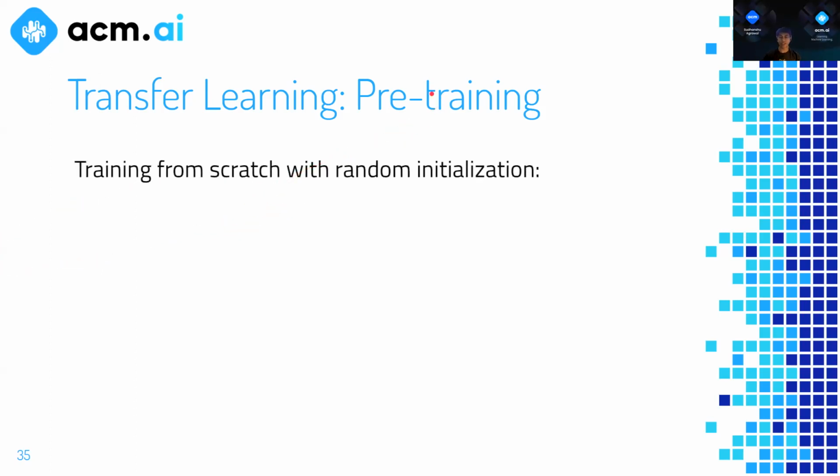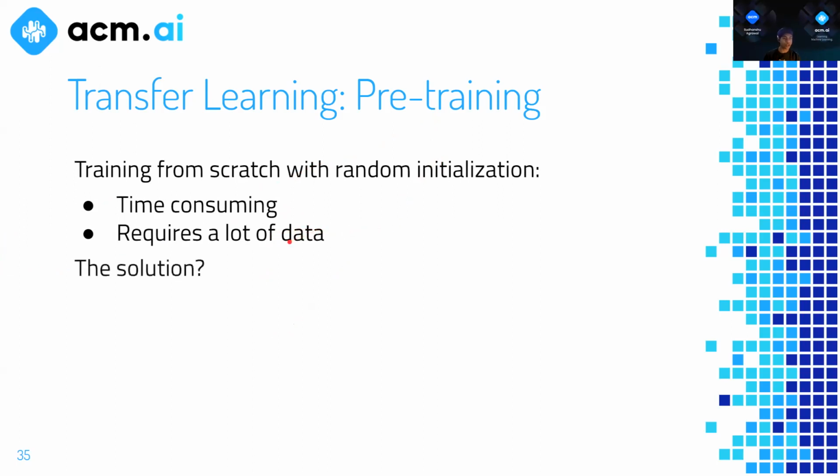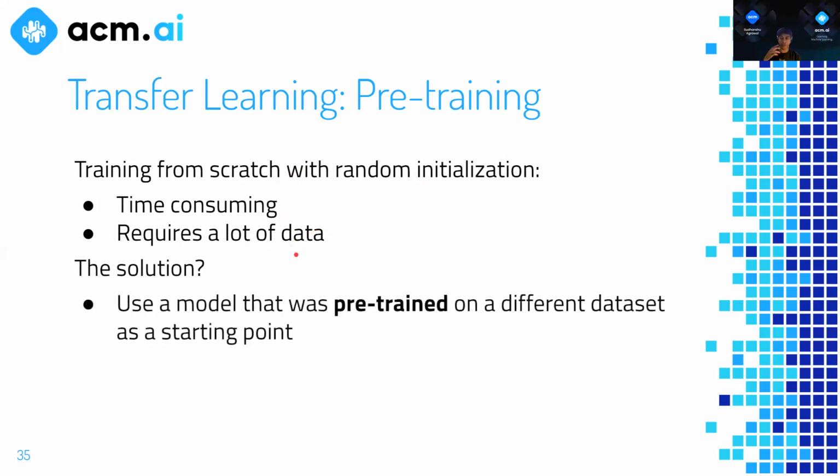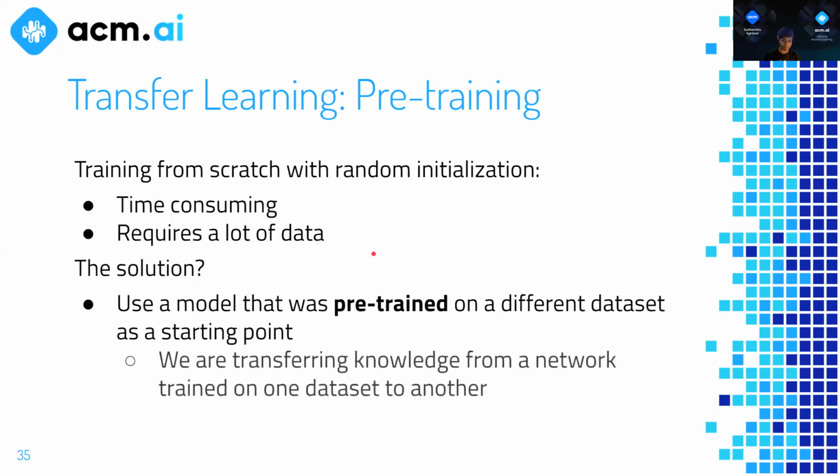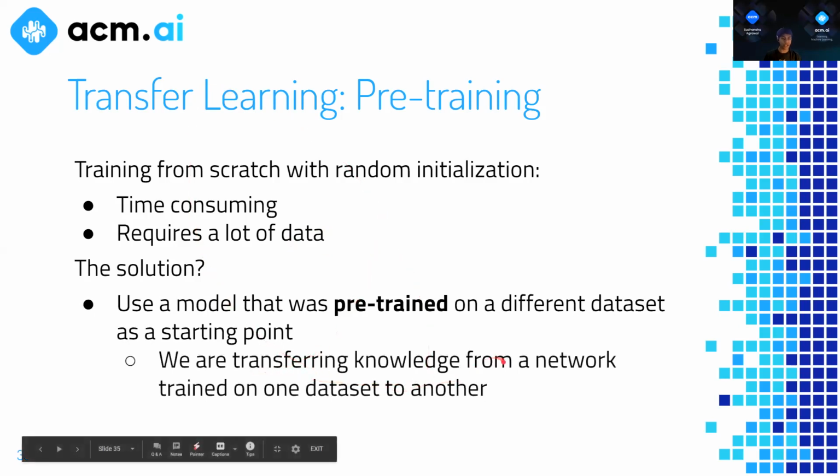So if I wanted to just create a brand new neural network with 150 layers, initialize it randomly and train it from scratch, I don't have that kind of time. And we need a lot of data, at least a few million images, which aren't that easy to get. So the solution is to use a model that was pre-trained on some images. We use that model as a starting point and build our project from that point on. So we're essentially transferring the knowledge from one network to another.